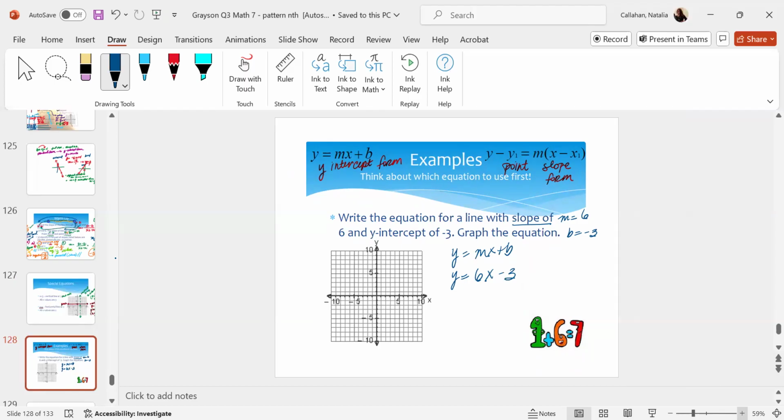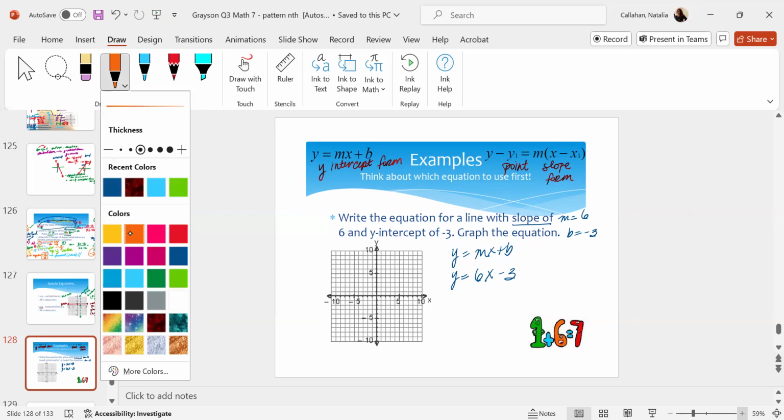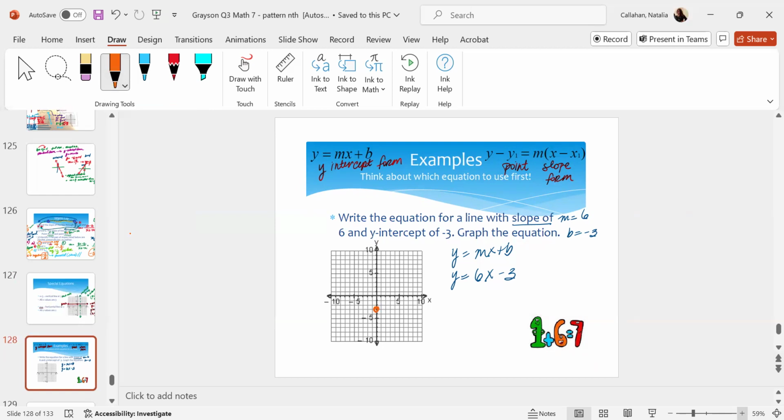Okay. Now let's graph this. Grab a pen. Where do you start? Start at the y-intercept and then go 6. And then do you go up or down? Up. Go ahead and graph it. Right one. Go graph it.